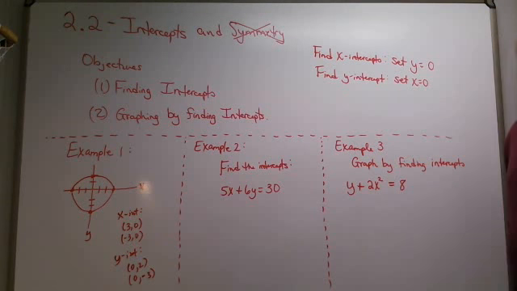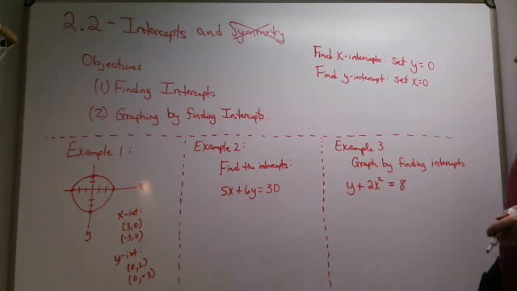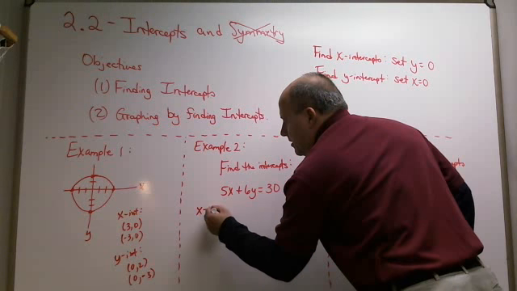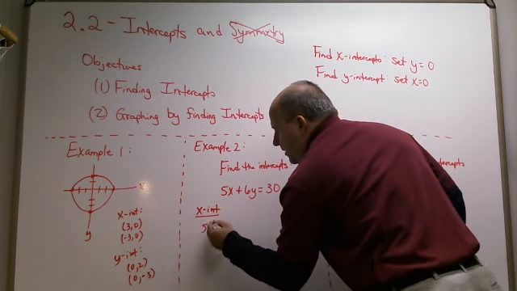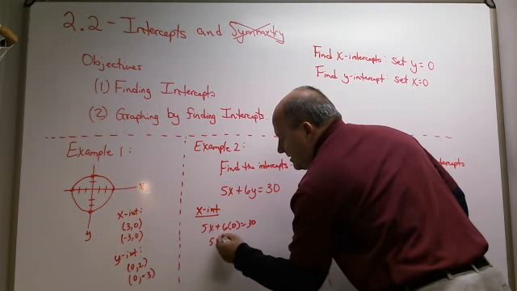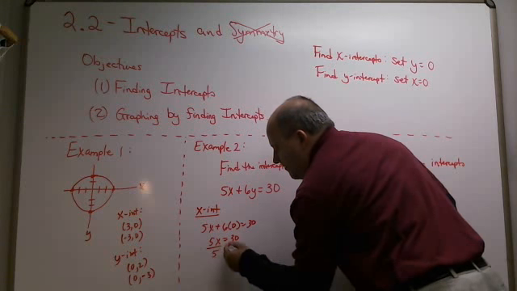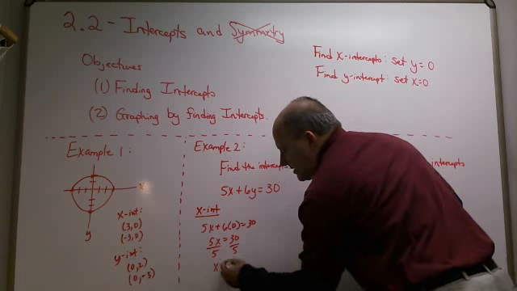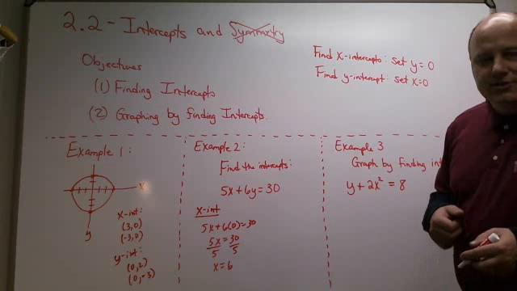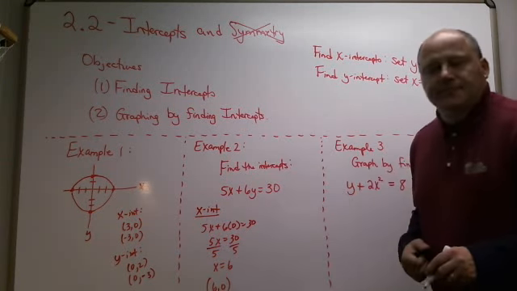Example 2, find the intercepts. So this is where we're going to use this. When you find the x-intercepts, you set the y-coordinate equal to 0. So if you do that, you solve, and you get 5x equals 30 because 6 times 0 is 0. And then divide by 5, and x equals 6. So you can't just leave it as x equals 6. You can't leave it in an equation form. It's a point, so it's an x-intercept, so it's 6, comma 0.